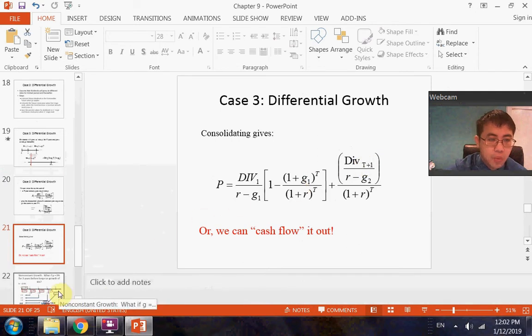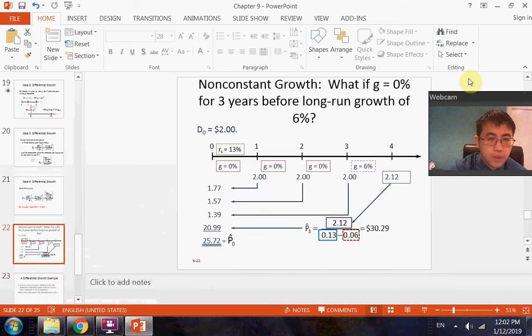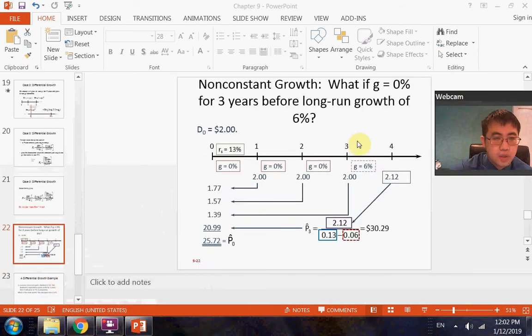Instead, I would recommend you do this. You use the two-stage growth model, and you solve for the dividends for the first several years until the first stage ends, and then you add one more dividend, which is dividend 4. That's 1 year after the first stage of 3 years. You solve for dividends 1, 2, 3, 4. All right, and then you use dividend 4 to solve for price 3.